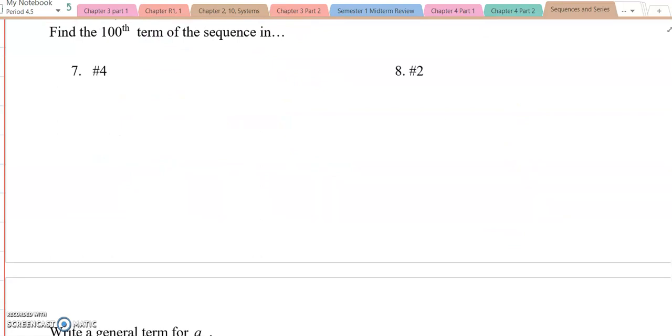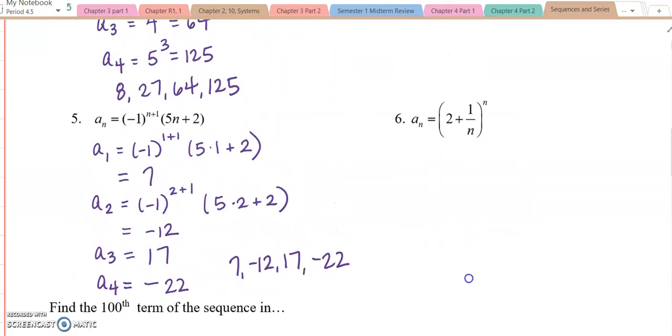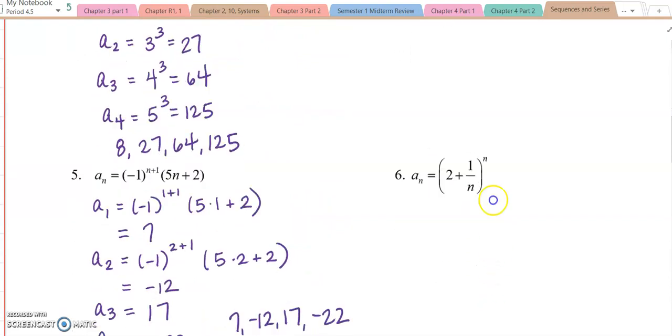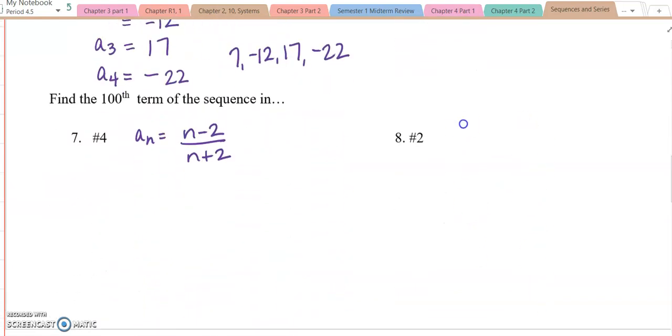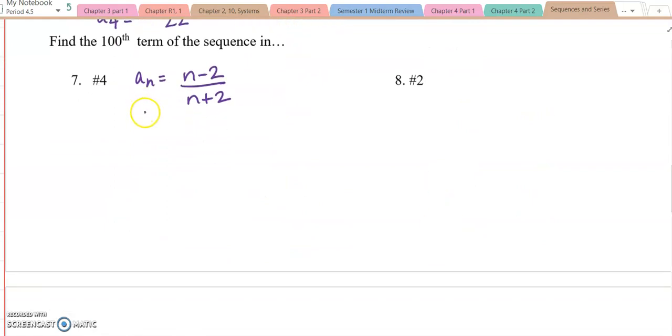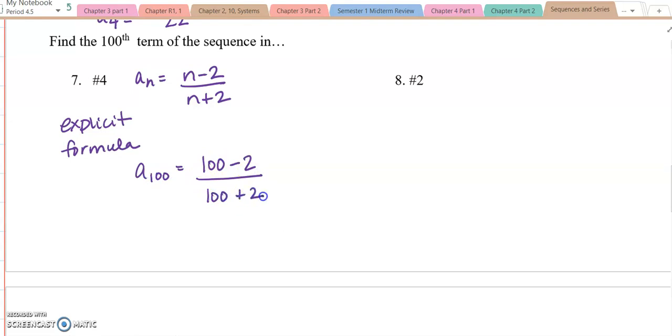Find the 100th term of the sequence in number 4. The sequence in number 4 is a sub n equals n minus 2 over n plus 2. Double check that, yeah. And what's nice about this kind of formula is that I can plug in 100 and get the answer right away. That's what we call an explicit formula, and that means that there's other kinds of formulas too. So we're going to investigate explicit formulas and also other ones, but the 100th term is simply when you plug in 100. So that's 98 divided by 102.